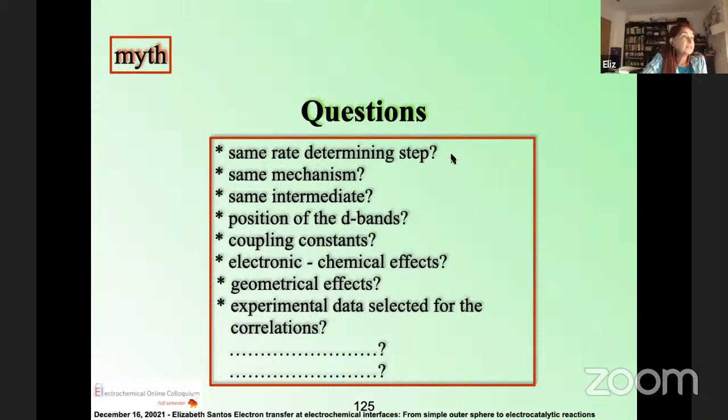The different points that we are comparing, do they have the same rate determinant step, is it the same mechanism, do they have the same intermediate, or what is the position of the D-band for different metal, the coupling constant, there are electrochemical effects, geometrical effects, solvation effects. Then it is very difficult to compare data where not all those things are the same.